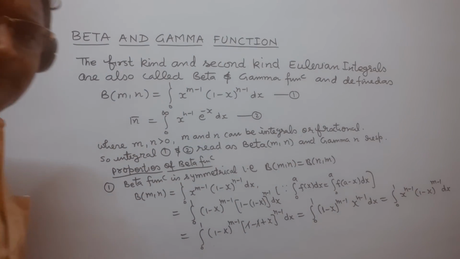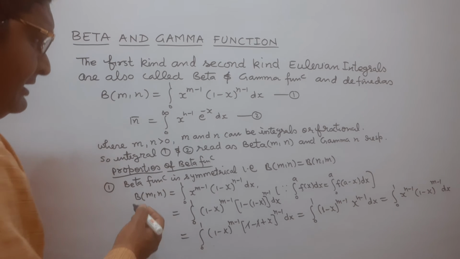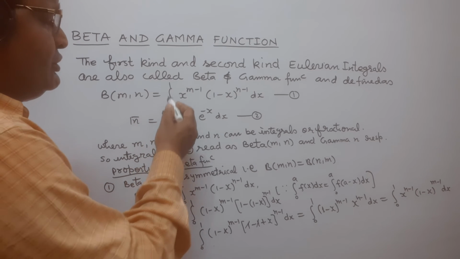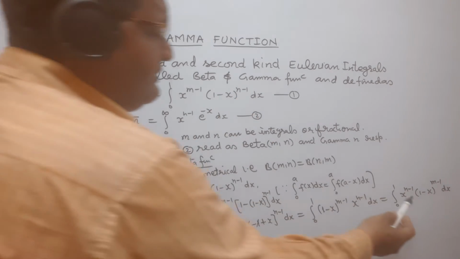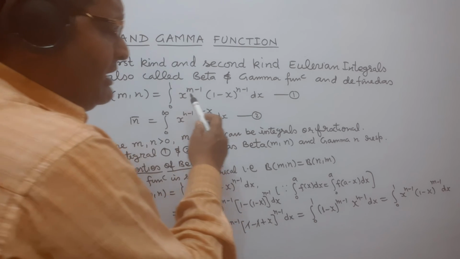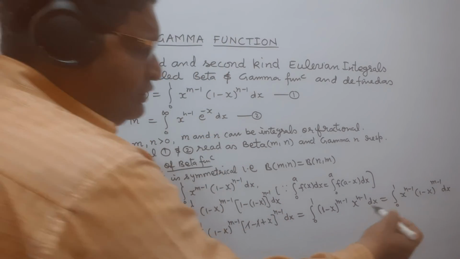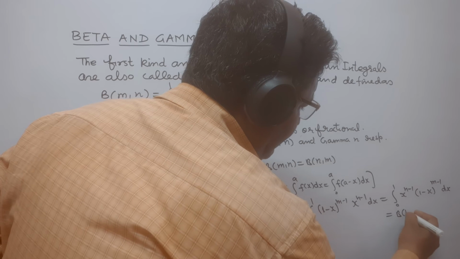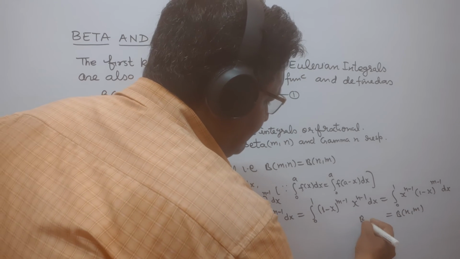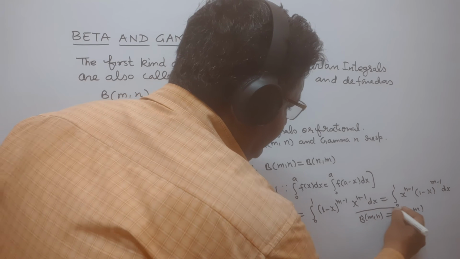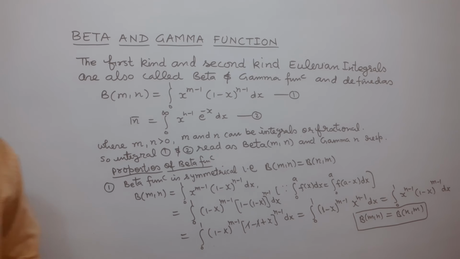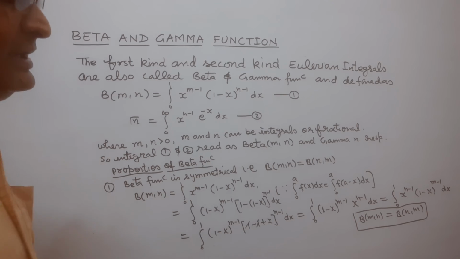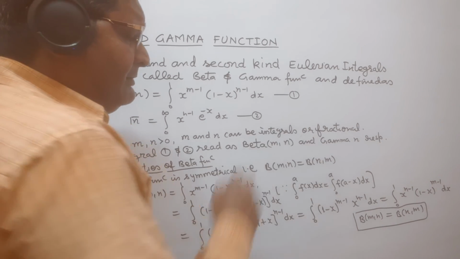So we can see here, beta m, n is equal to integral 0 to 1 x to the power n minus 1, (1 minus x) to the power m minus 1 dx. Here we can see that m and n are interchanged, so this can be written as beta n, m. So we know that beta m, n is equal to beta n, m, which shows that the beta function is symmetrical. You can see the first property of beta function is that the beta function is symmetrical, that is beta m, n is equal to beta n, m. This we have to prove.